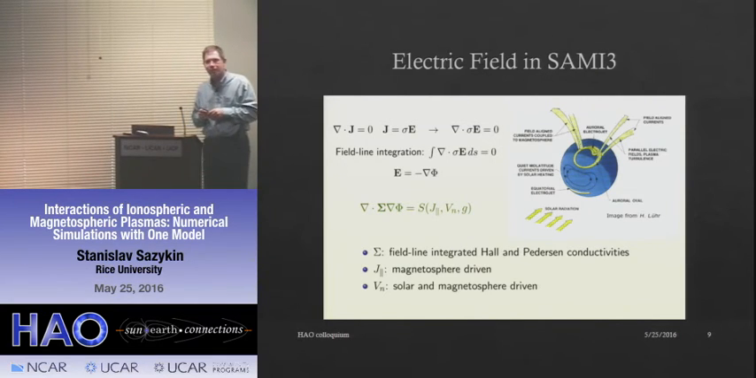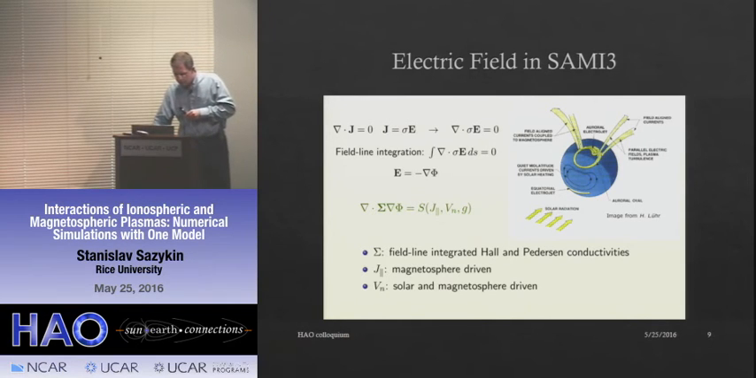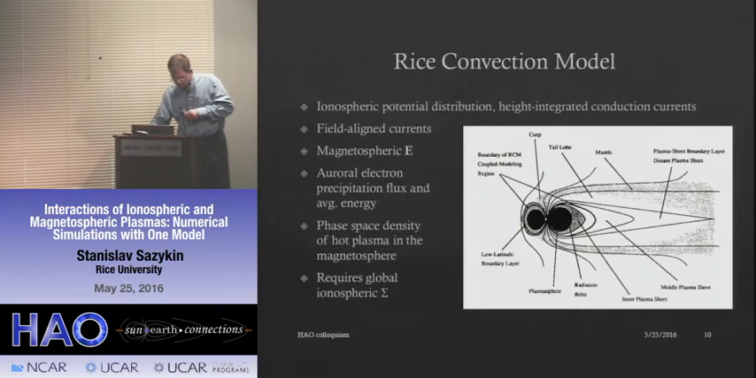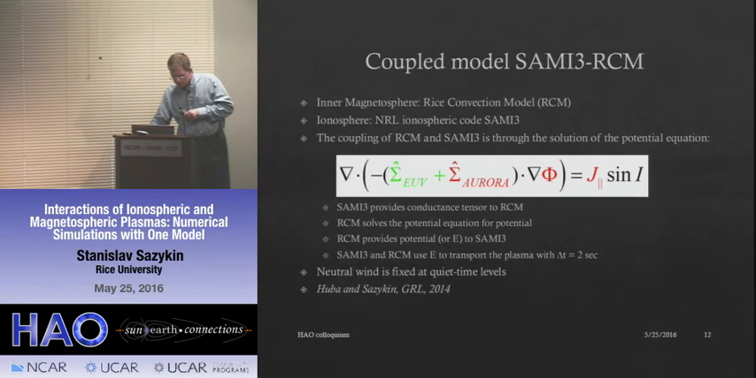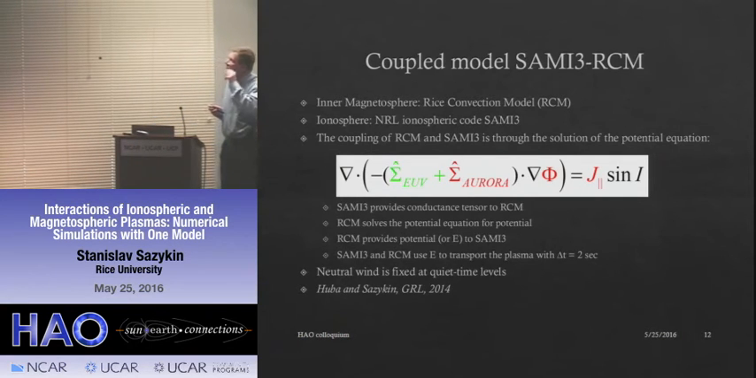So SAMI is a three-dimensional fluid model that solves the equations on a fixed Eulerian grid. That's correct. While RCM is two-dimensional in space and one-dimensional in energy space. That's correct. So how is this coupling between the two-dimensional model and the three-dimensional model? So the potential equation, let's see. Well, any version of it, like this one, is two-dimensional, right?